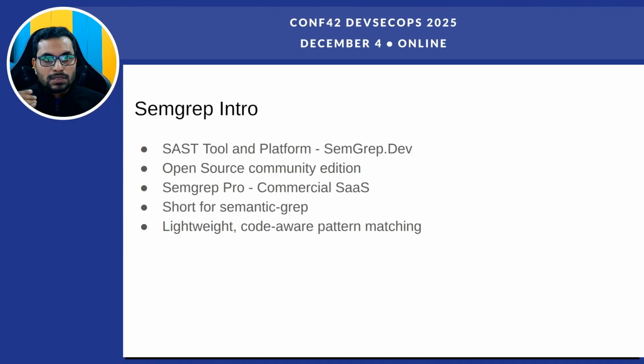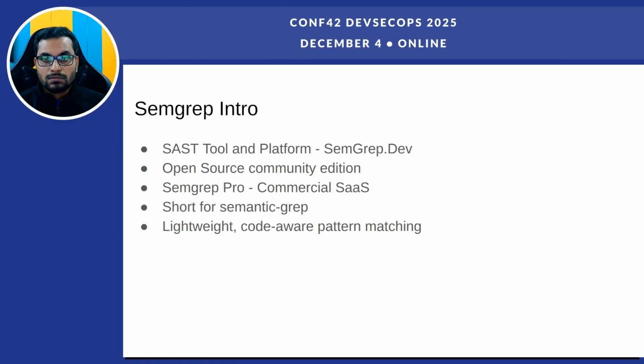So let's talk about Semgrep now. Semgrep basically is a tool and a platform. It's available at semgrep.dev. The core of Semgrep is an open source engine for vulnerability evaluation, and that is called CE, or Community Edition. It also has a Semgrep Pro and a commercial SaaS platform, which adds additional features, reporting, central tooling, etc.